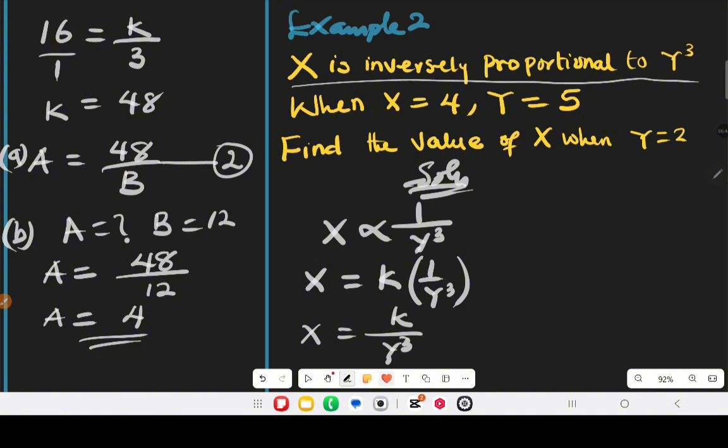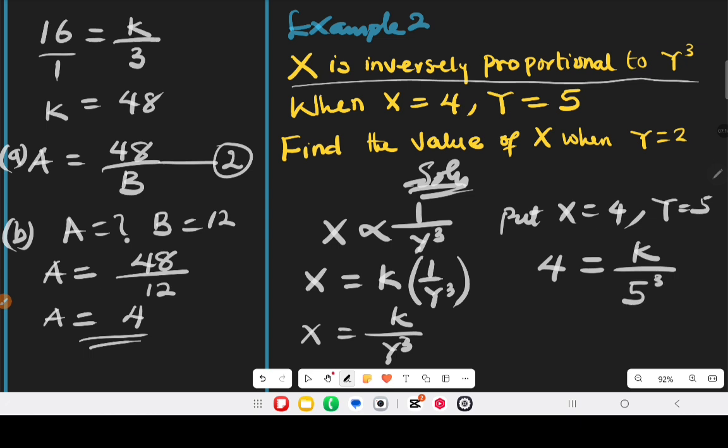Now, put x equals 4 and y equals 5 in this formula. We are going to have 4 is equal to k all over 5 raised to the power of 3. Then if we move further, 5 raised to the power of 3 means 5 times 5 times 5, which gives you 25 times 5, 125.